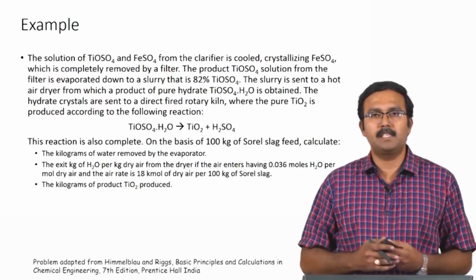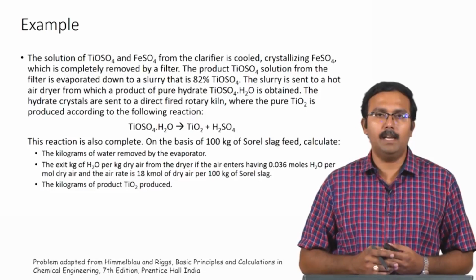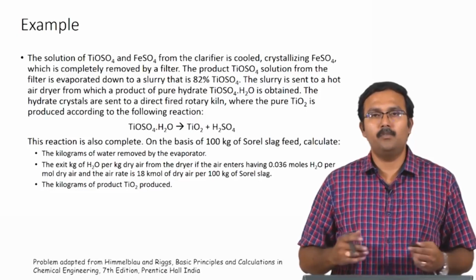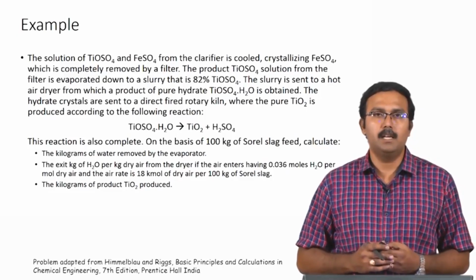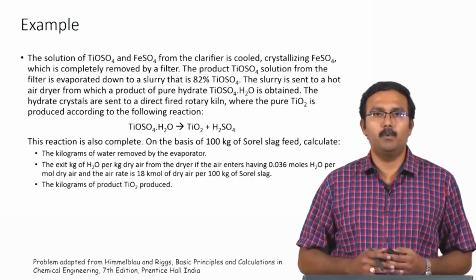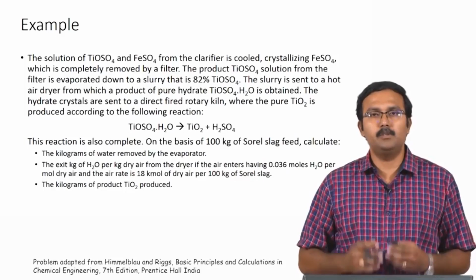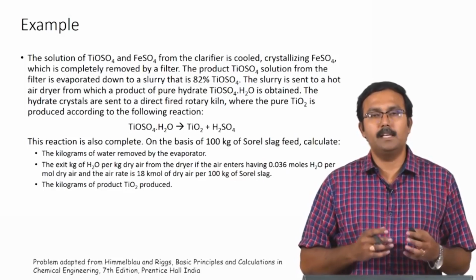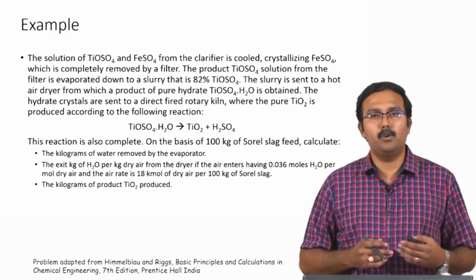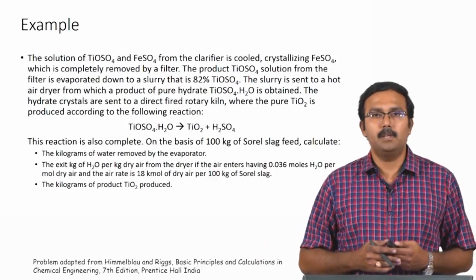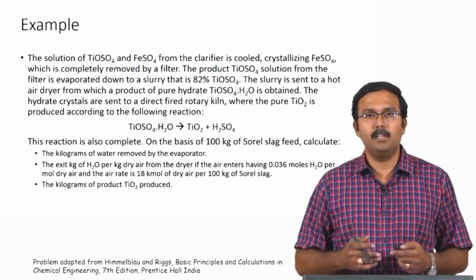So, before we start with any of the material balances, we now need to draw a flow chart. As you saw, there are multiple units in this process, and we need to read this problem one more time carefully for each unit, identify what are the inputs and outputs, which of the outputs are actually taken for further processing and which of the outputs actually leave the system. So, let us do that by drawing the flow chart.